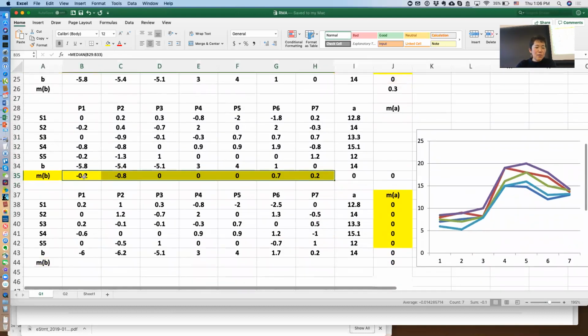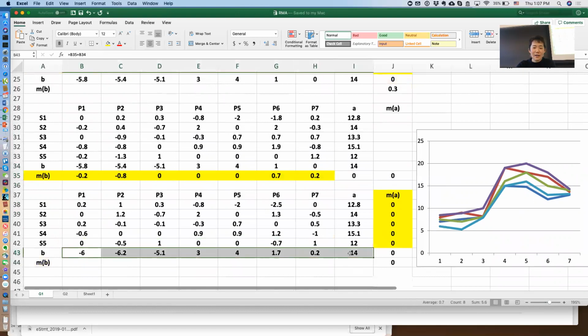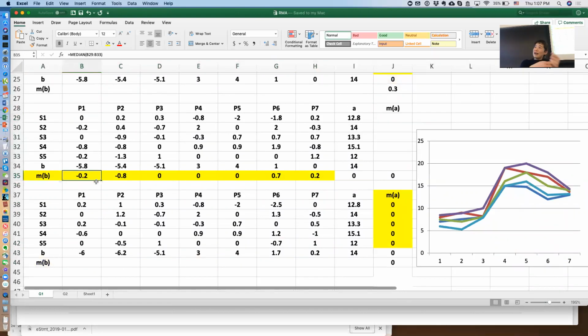And so then we now add this residual probe effect to the previous probe effect, which is in here. And now this is the updated probe effect. Okay? And then we subtract the original probe by the remaining probe effect. So 0 minus -0.2 is going to be 0.2, right? 0.2 minus -0.8 is going to be 1, and so on. Okay? And at this level, when we calculate the median, voila, everything is 0. It means we have corrected everything.